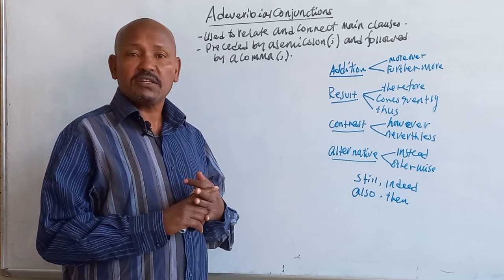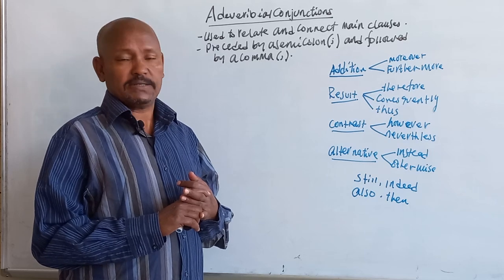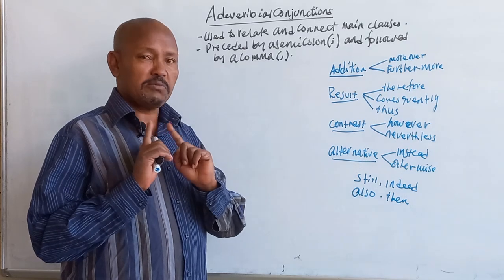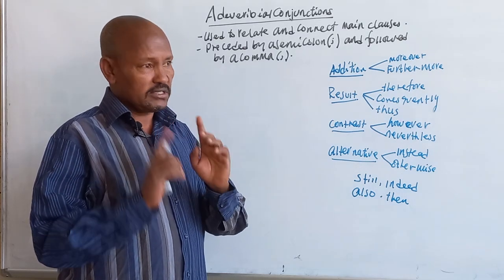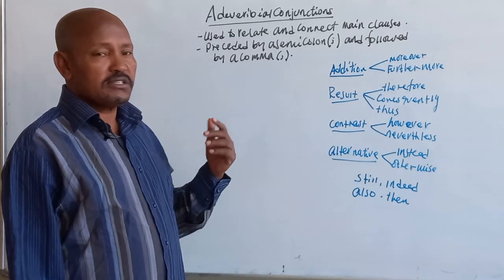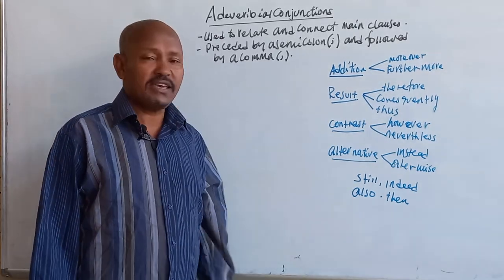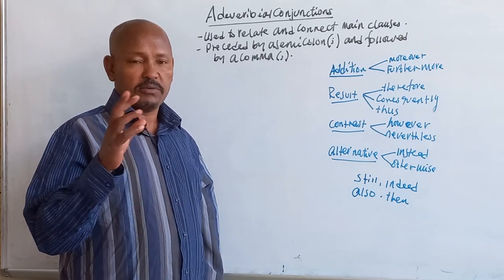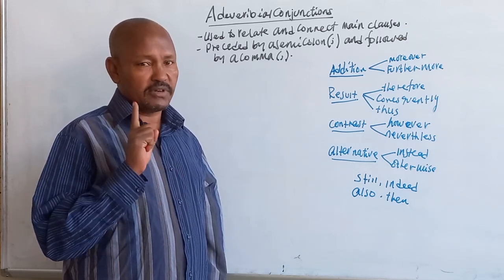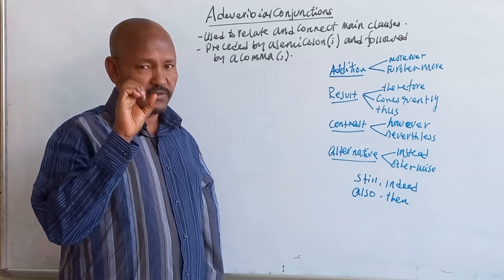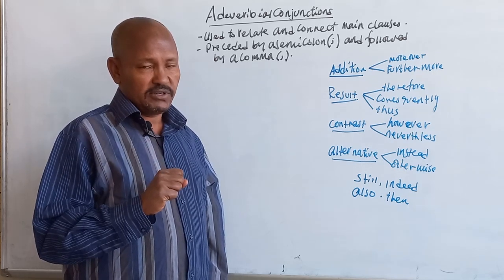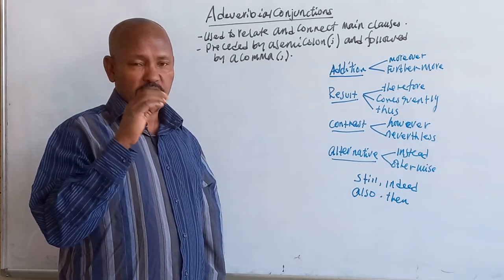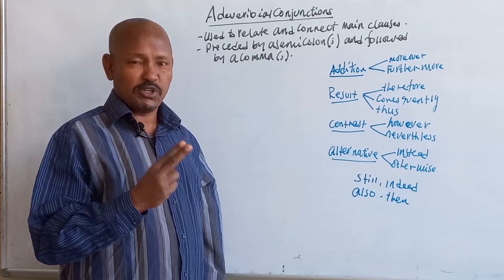So these conjunctive conjunctions are different from correlative, subordinating and coordinating conjunctions. That's the first difference. It is used to relate and connect main clauses. We have two main clauses, so we are able to join these clauses with adverbial conjunctions, all right? Still, we are talking about main clauses. We are not talking about dependent or subordinate clauses.